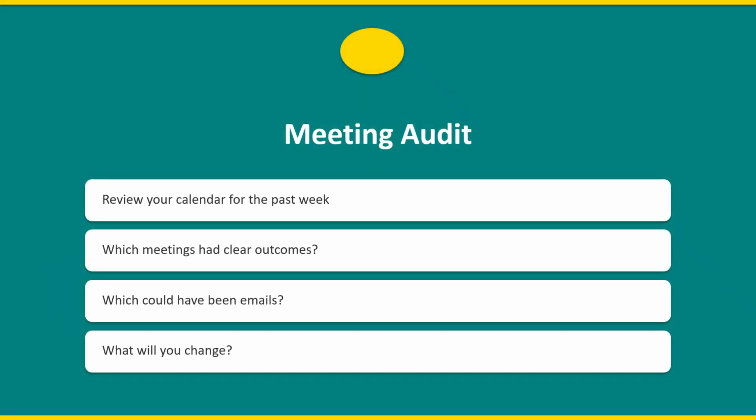Let's apply this. Review your calendar from the past week. For each meeting, ask, did this meeting have a clear outcome: a decision made, an action assigned, a problem solved? Which meetings could have been emails, status updates, FYI sessions, meetings that ended with no decisions? Based on this audit, what will you change? Cancel a recurring meeting, require agendas, shorten durations, start your meeting improvement now.